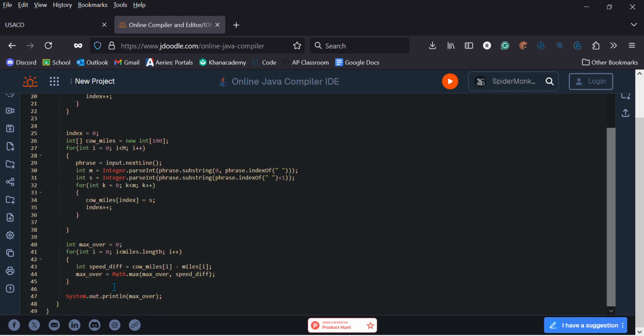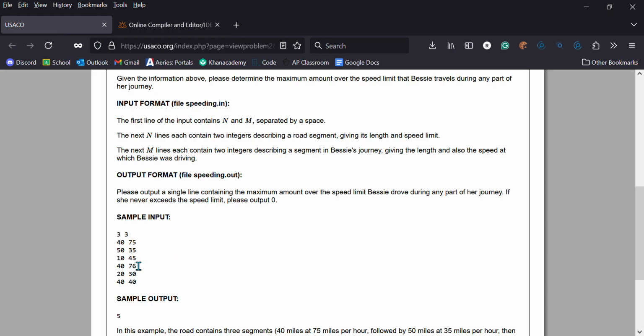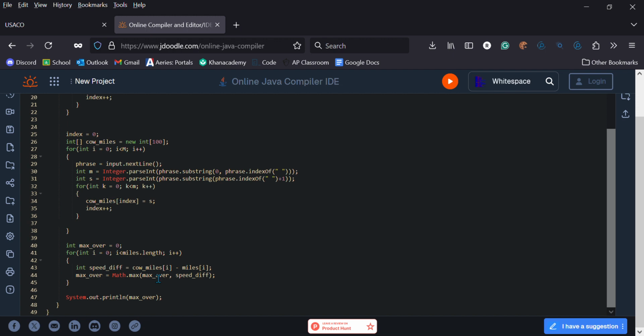And at a certain point, it will be set to 5, because here at line 60, she's supposed to be going 35, but she's been going 40. So that'll be set to 5. And then I'll print out max over as the answer.